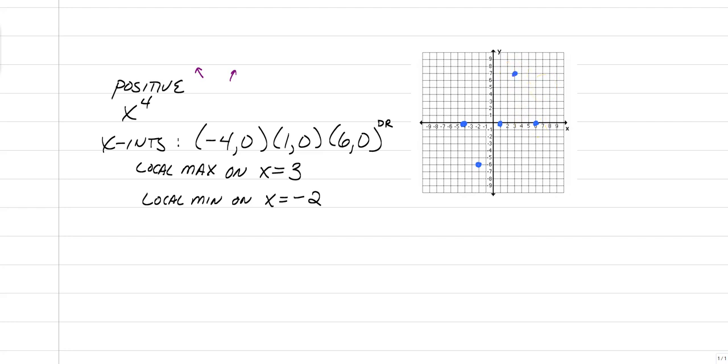Now we're just going to sketch our graph. Remember, this is a positive x to the fourth. And we need to pass through that point. So we're going to start up here and go down. And I said that you have to have a local minimum somewhere on that. So we're going to go back up, cross through. Here's another turning point for our max.